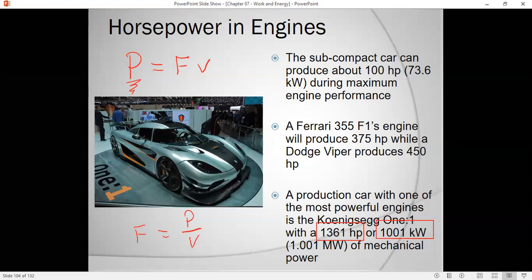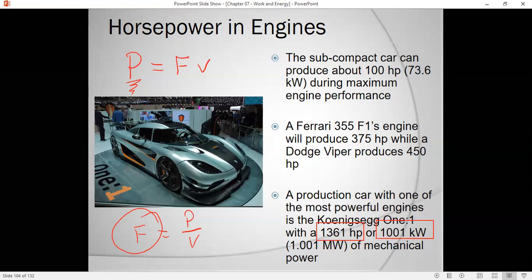The faster you go, however, the more drag the car is going to have. In fact, the drag goes up by the square of the velocity. So at some point, you will not be able to generate more force than drag on the car, and you won't be able to go any faster.